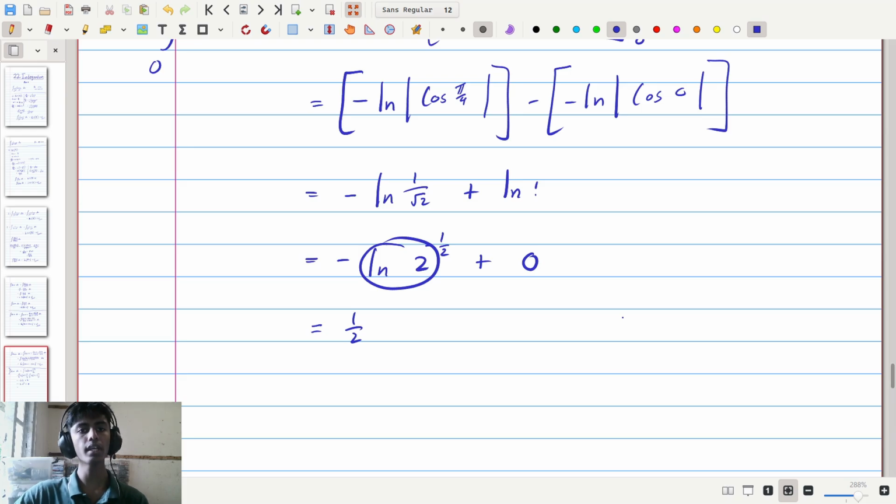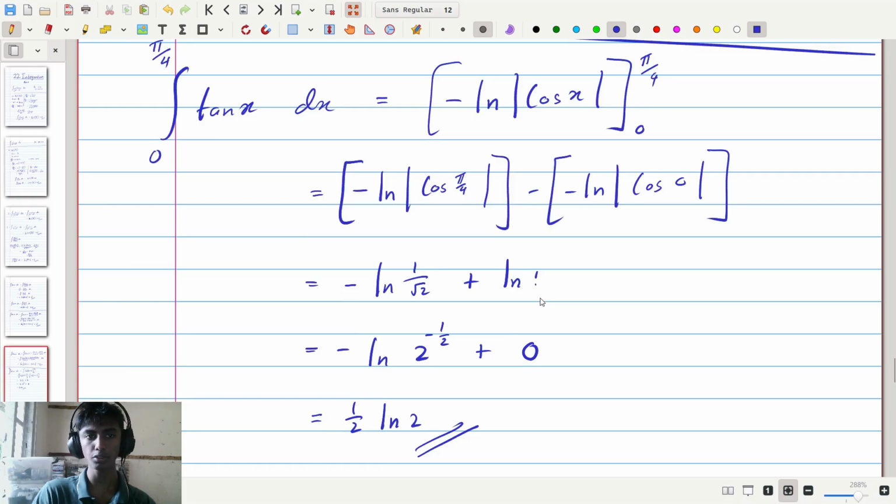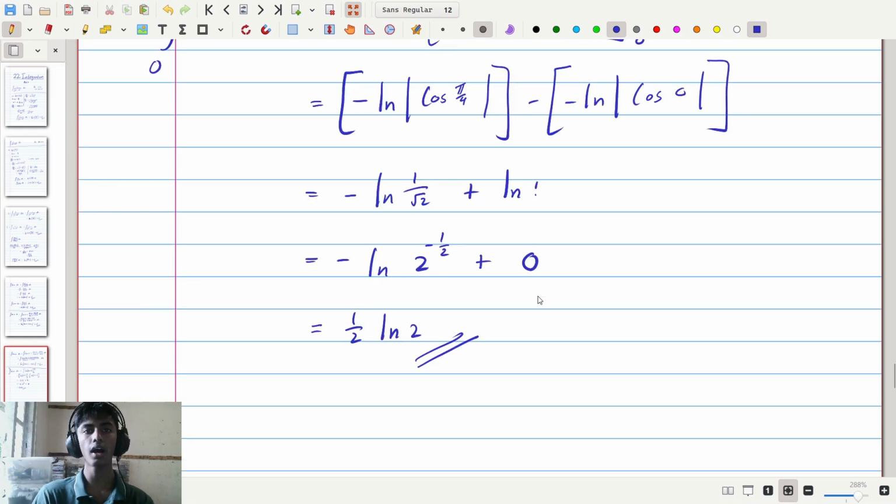And here we have the natural logarithm of 2, which we're going to leave alone. This 0 cancels, so it's gone, which means our final answer is going to be 1 half of the natural logarithm of 2. Therefore, the integral from 0 to pi by 4 of tangent of x dx is going to be equal to half of the natural logarithm of 2.